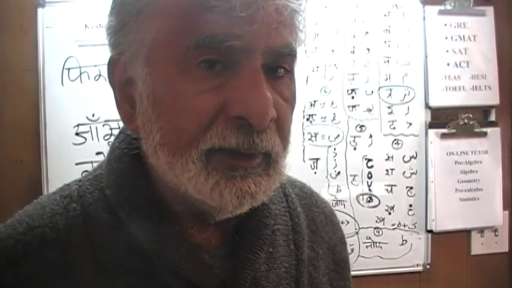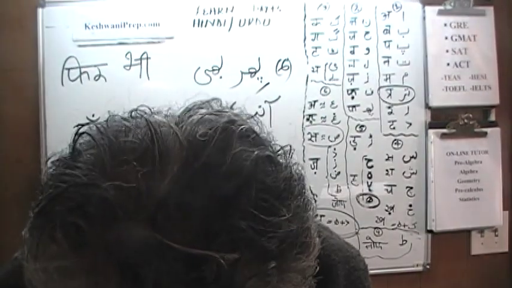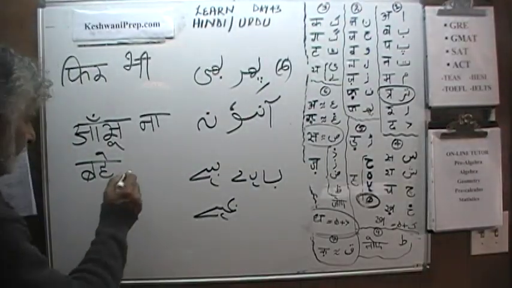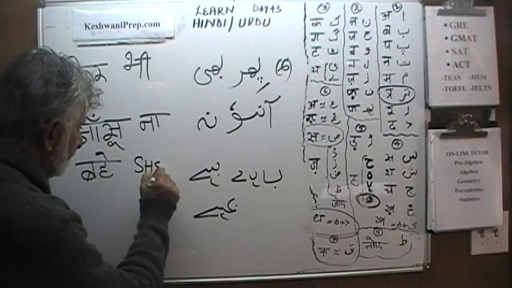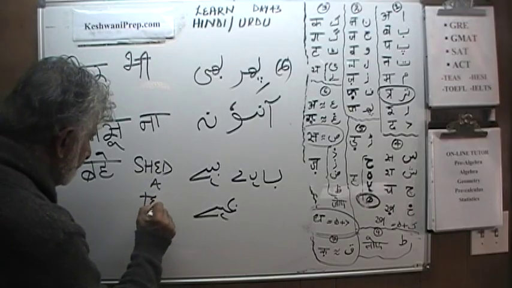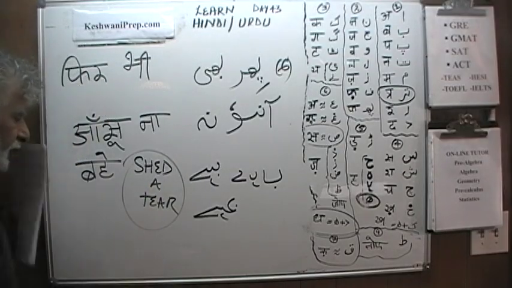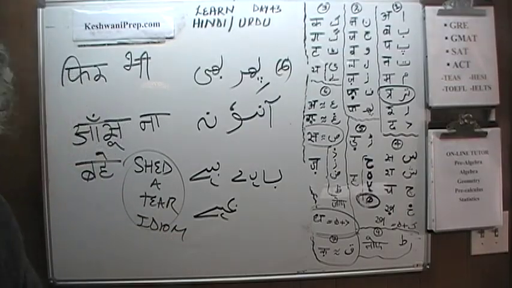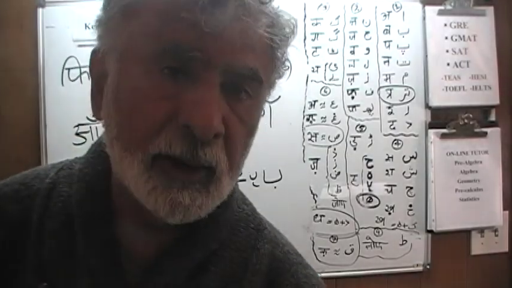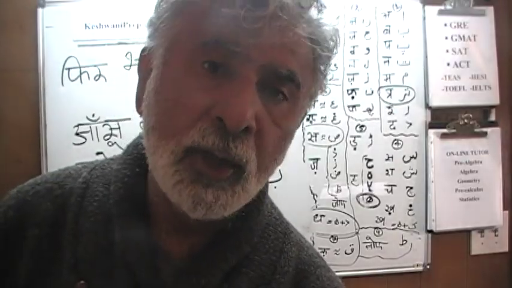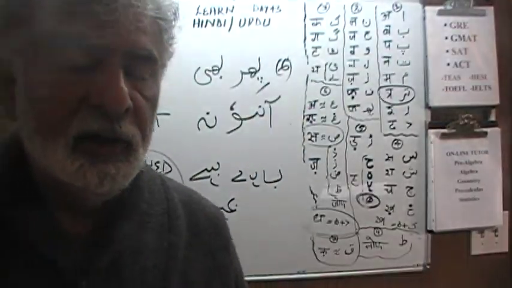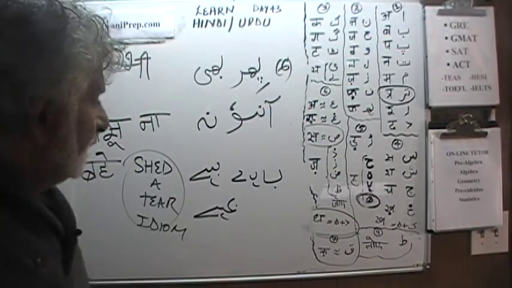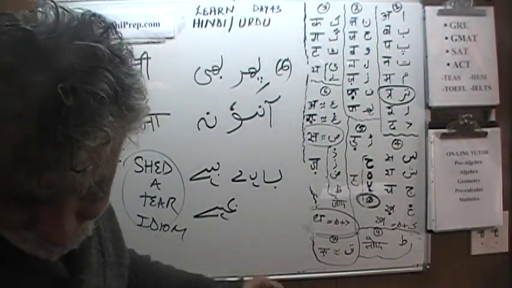Phir bhi aansu na bahe. Even then, I did not shed a tear. Let's write this English phrase: shed a tear. In the English language, it's an idiom. To shed a tear means to aansu bahana, to cry, rona. Phir bhi aansu na bahe. Even then, I did not cry.